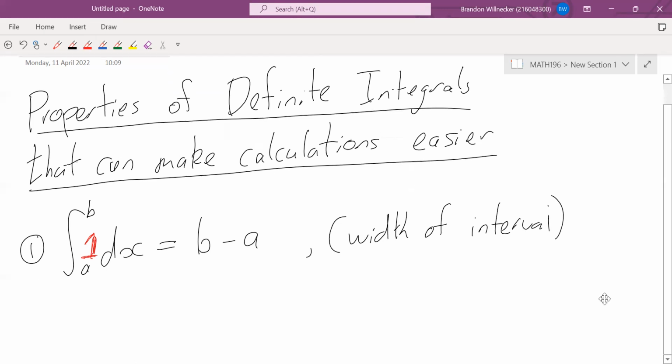Okay, so this pops up sometimes when you have to integrate just dx, or integrating 1 dx, however you want to think about it. That just gives you b minus a.